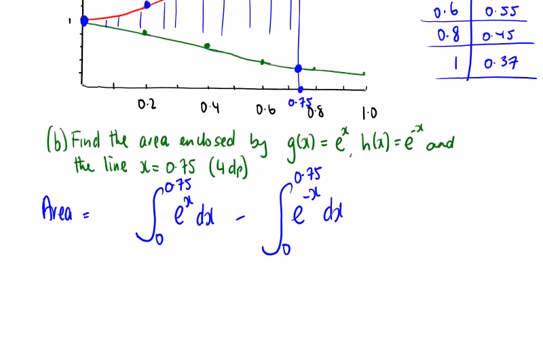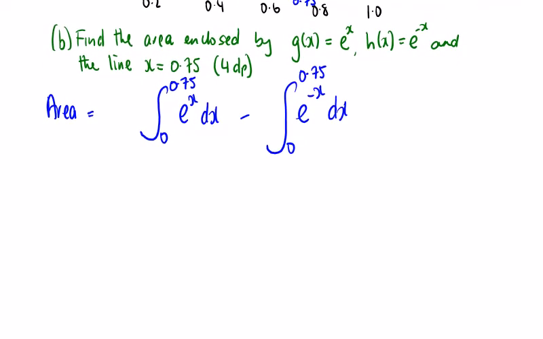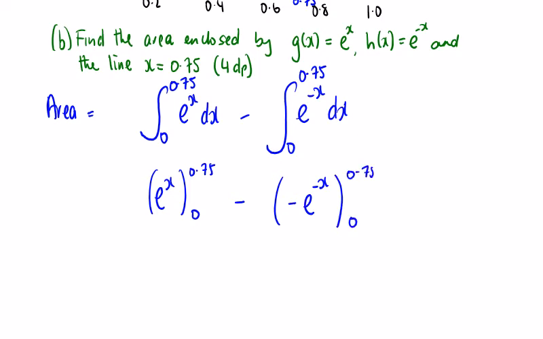So integrating these, this will give e to the power of x goes to e to the power of x between 0.75 and 0 minus, now just be careful with your signs here, this is minus e to the minus x goes to minus e to the minus x, or minus 1 over a, which is minus 1. And that's also between 0 and 0.75. So we're going to have e to the power of 0.75 minus e to the power of 0.